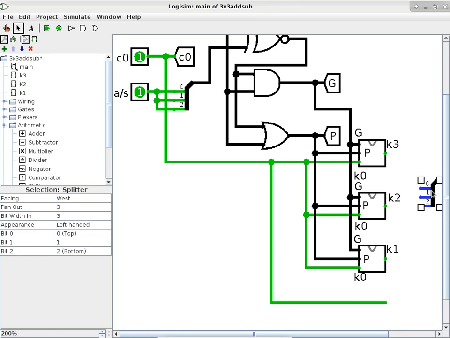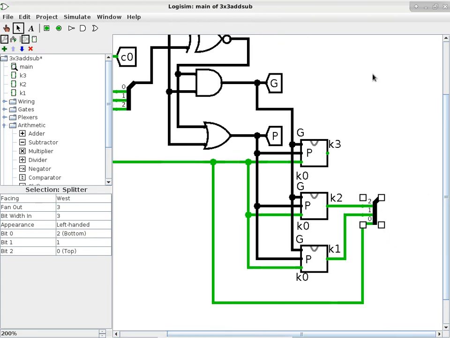The bit numbers are off entirely, so there are several ways to fix this. The way I'm going to fix this is just to reverse it: bit 0 to be the bottom one, and bit 2 to be the top one. That's the quickest and easiest way to do it. So wire this up. This one goes over here, and this one goes to the bottom.